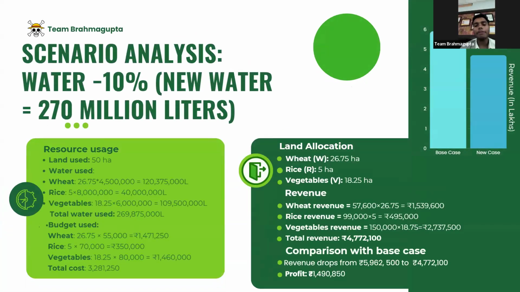Now from here, my friend Akash will tell the scenario if water availability is reduced by 10%.